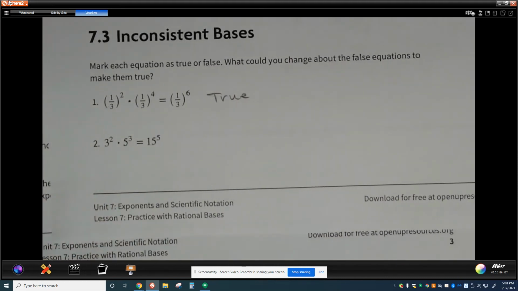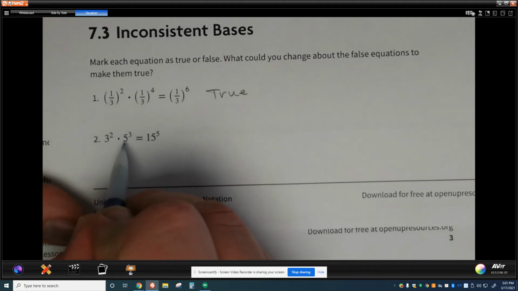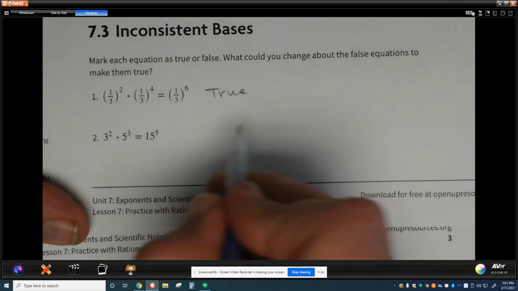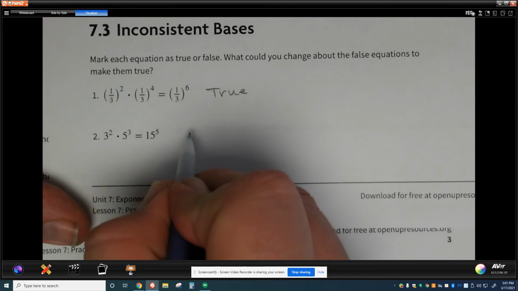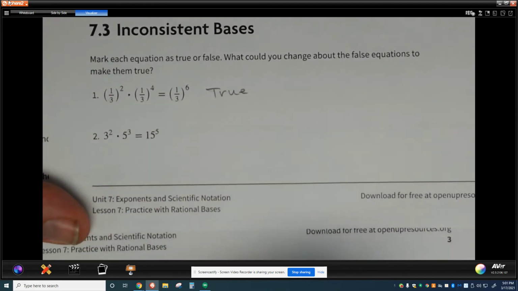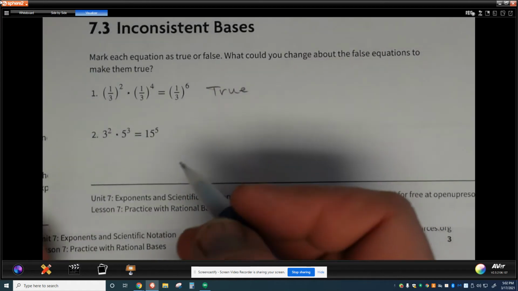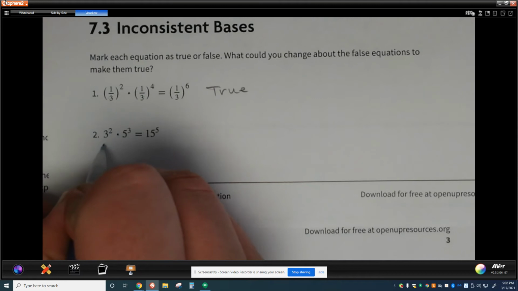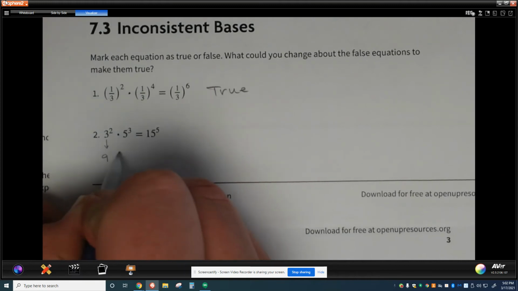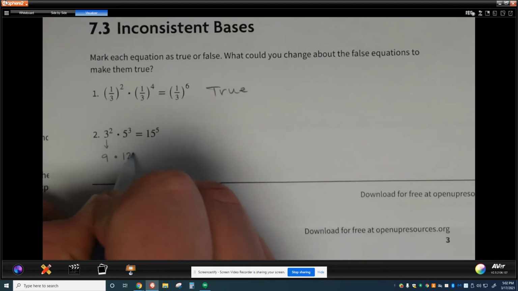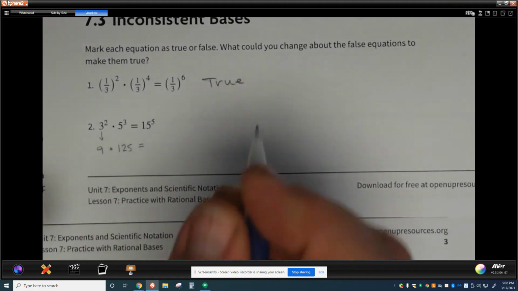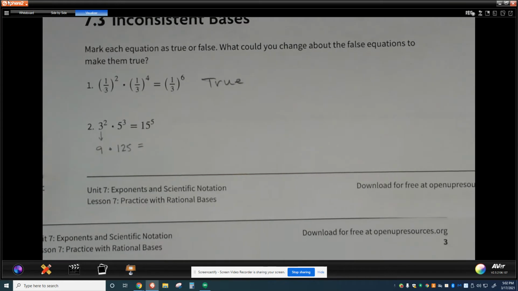Looking at this next equation, 3 to the 2nd power times 5 to the 3rd power is equal to 15 to the 5th power. That one has me a little worried because I don't see product of powers to be useful here. So what I want to do is just verify and see if this is a true statement or not. 3 to the 2nd power becomes 9 times 5 to the 3rd power is 125. 15 to the 5th power is a really big number.